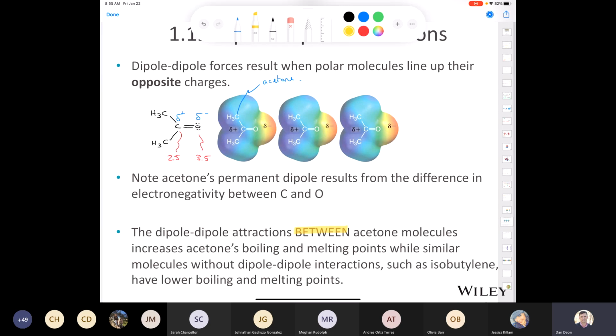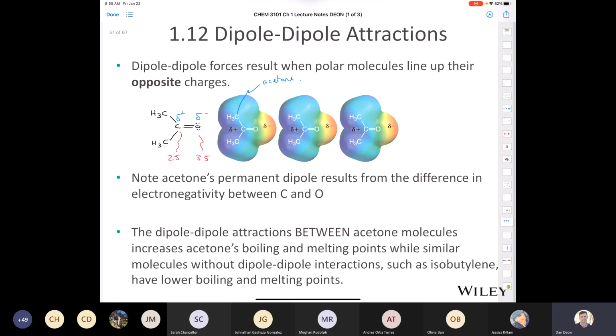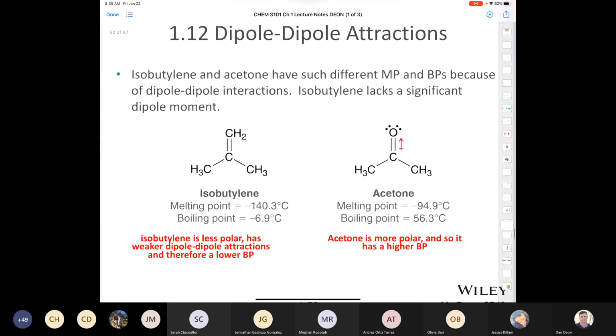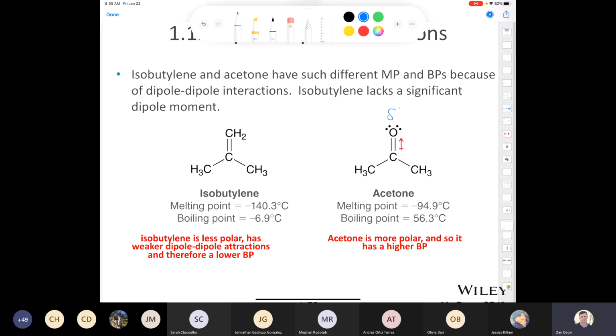while similar molecules without a dipole, like isobutylene, have lower boiling points and melting points. And if you're like, what the hell is isobutylene? Let me show you. Here are isobutylene and acetone. We just saw that acetone is polar, right? There's a dipole because the oxygen is delta minus, the carbon is delta plus. Now they just drew it with an arrow here. That's totally fine. Isobutylene only contains carbon and hydrogen. There is no dipole in this molecule.